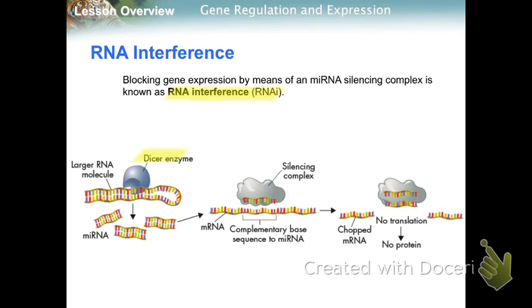So there are dicer enzymes that cut apart the larger RNA molecule, cutting it into little microRNA pieces. Then those go out with a silencing complex, find a complementary base sequence to the microRNA, and that silencing complex's enzymes chop up the RNA into pieces, and no protein is produced.